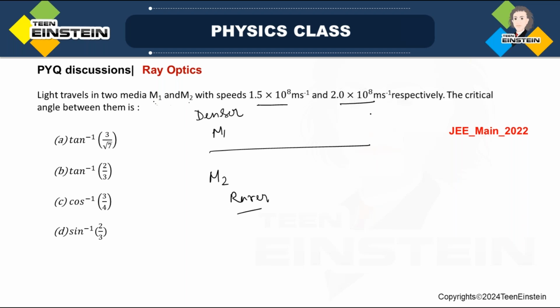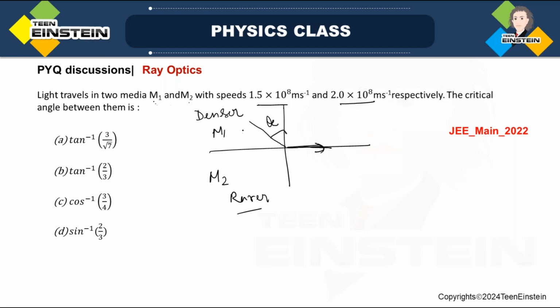Okay, the critical angle between them. See, when a light ray passes from one medium to another, denser to rare medium, at the critical angle what happens? Suppose this is theta c, the critical angle. At the critical angle, the angle of refraction will be actually 90 degrees. Okay, so what we can write from here? We can write, so this is the denser medium.